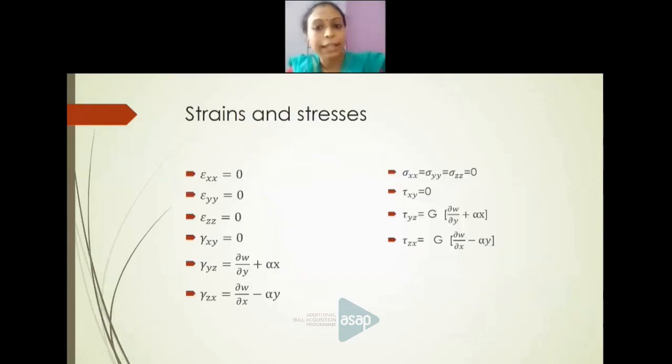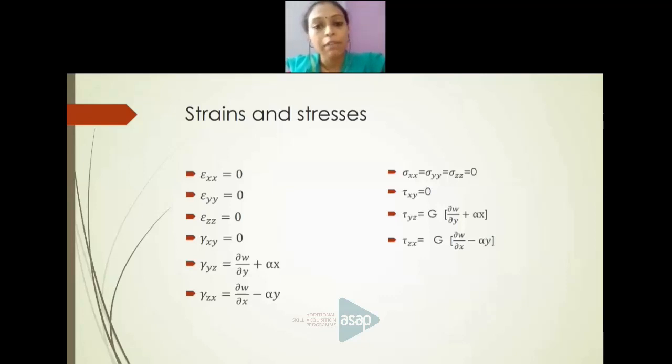So we know the equations for strains, right? Epsilon x, the linear strain, what is the equation? It is dou u by dou x. And we have just seen that u is minus alpha y into z. There is no x term, right? That means u is not a function of x. So epsilon x will be 0.